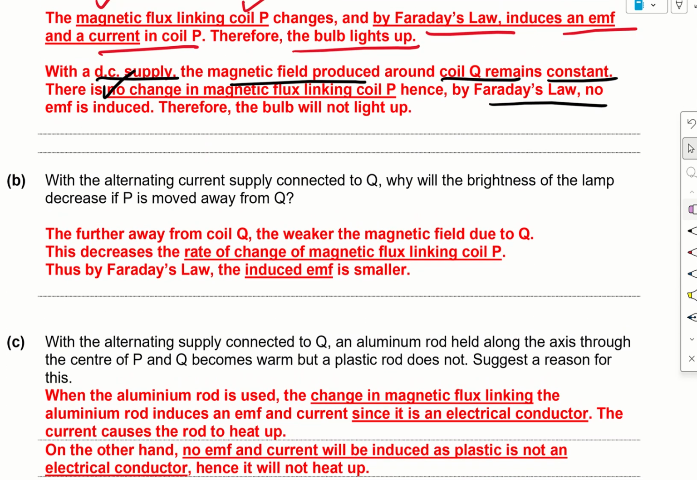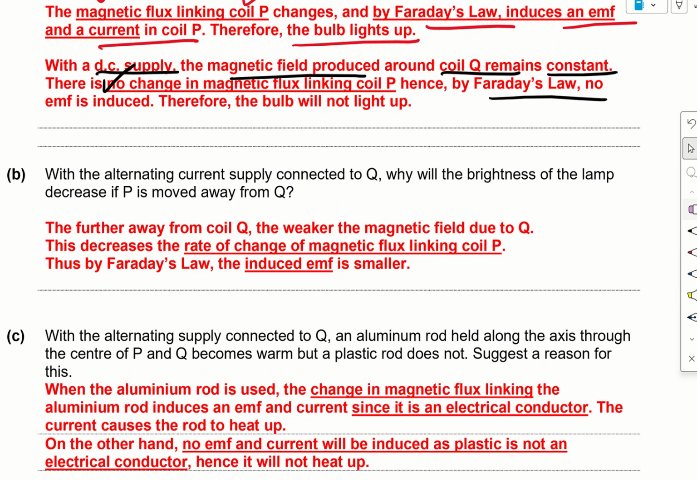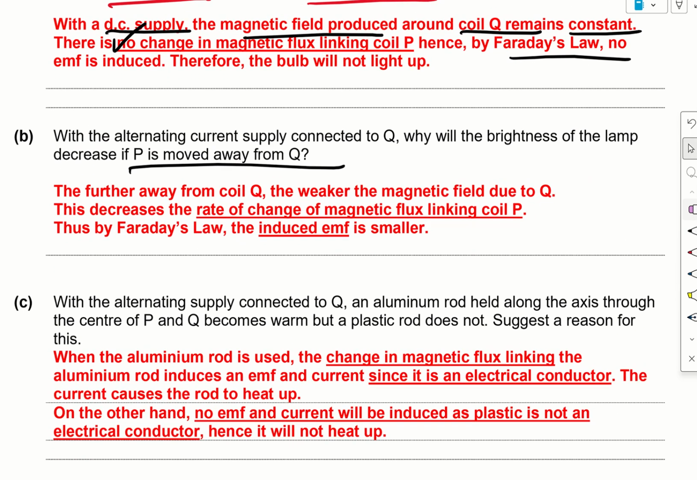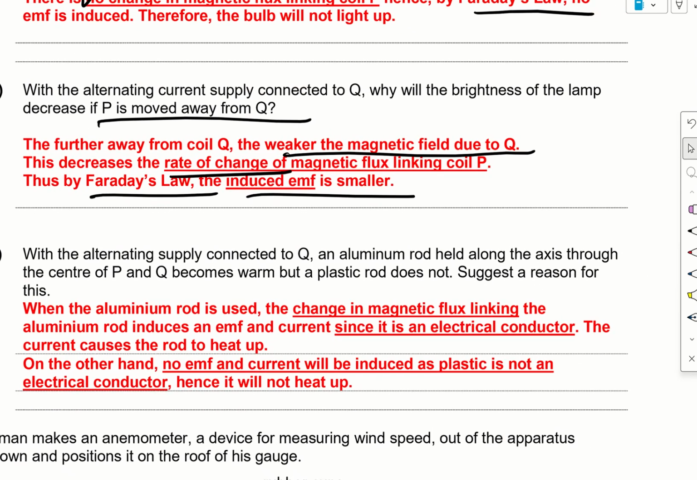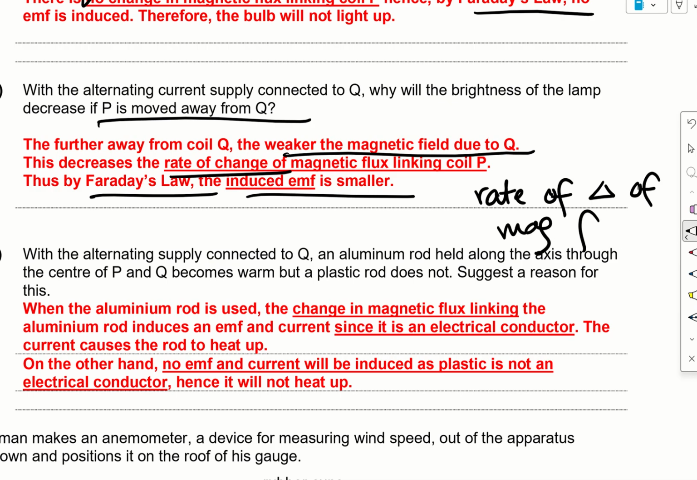Now with the alternating current supply connected to Q, why will the brightness of the lamp decrease if P is moved away? The further away, the weaker the magnetic field due to Q. So this decreases the rate of change of magnetic flux linking coil P. So according to Faraday's law, the induced EMF is smaller.